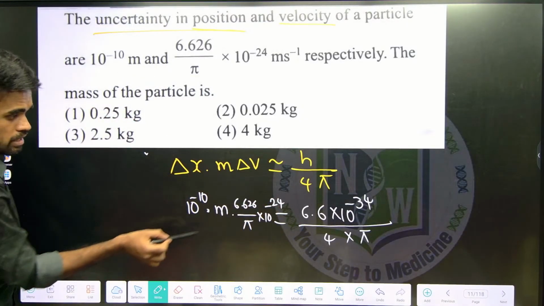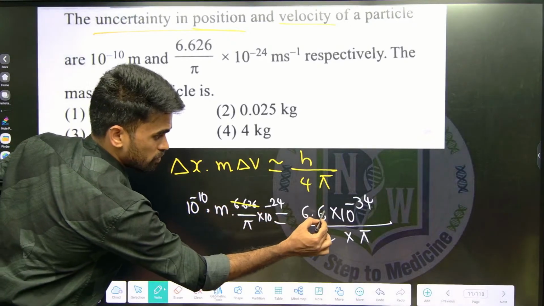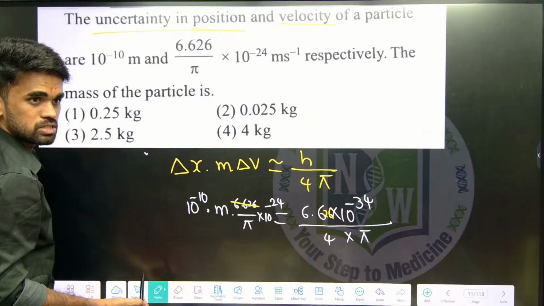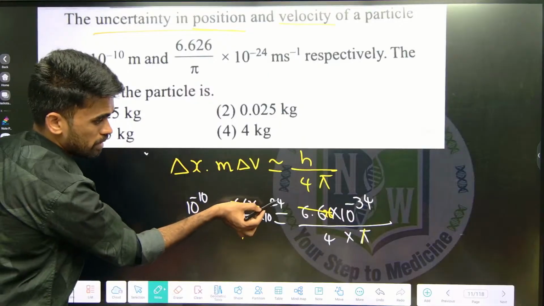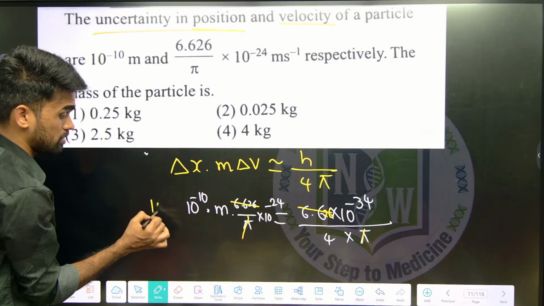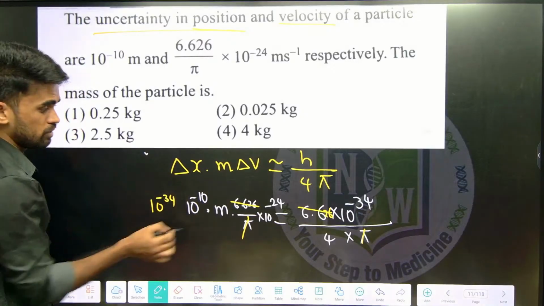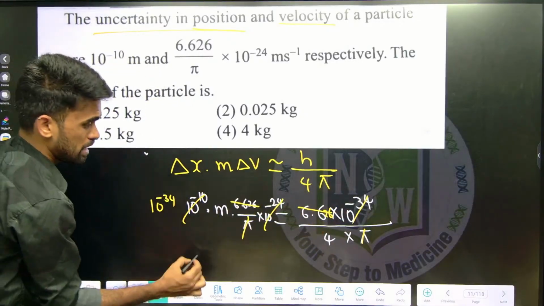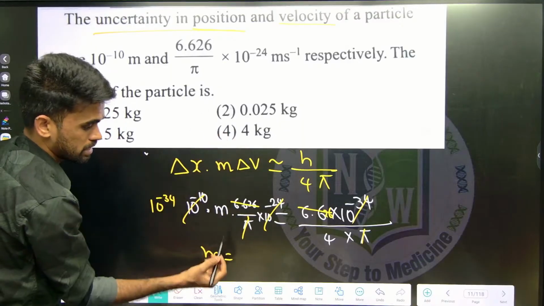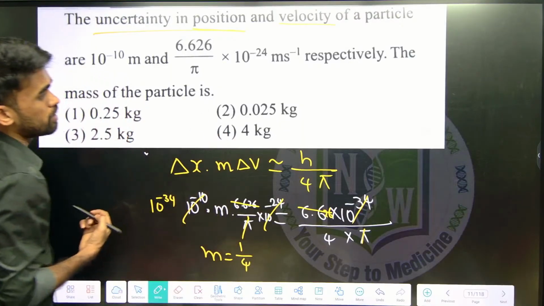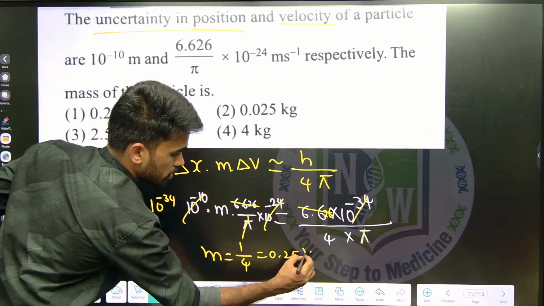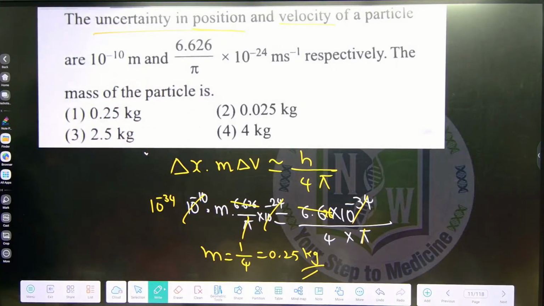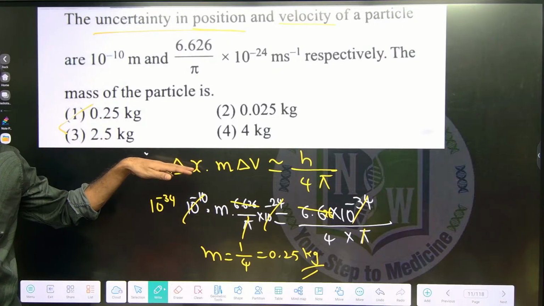See this 6.626, this side also, if I write h fully, it will also be 6.626 only. So this number got cancelled. Pi also removed. 10 power minus 24, 10 power minus 34, and 10 power minus 10, so 10 power minus 34 also cancels. Finally, the mass of the particle is 1 by 4, so it is in kg, it will be 0.25 kg. So which option is correct here? So that's it. Did you get to know how to use this formula? Yeah, that's it.